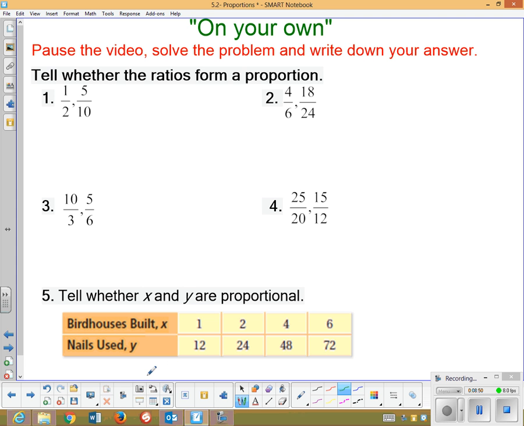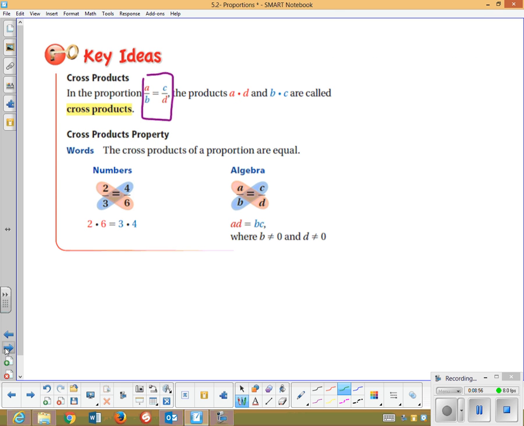I'm going to talk about cross products. What are cross products? Cross products are when you have two ratios. Here's one, and it's set up as a proportion. A proportion has to have an equal sign. And what you do is you just crisscross from top to bottom here, A to D and C to B.